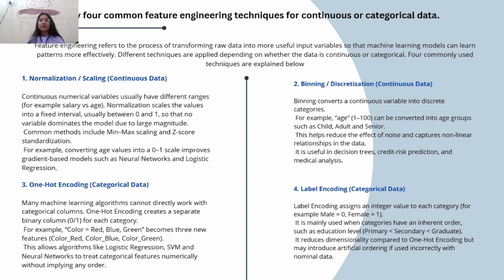Last one is label encoding. Label encoding assigns numbers to categories. Example: male 0 and female 1. So assigning an integer value to each category is the concept of label encoding. It is mainly used when categories have an inherent order, such as education level: primary, secondary, and graduate. It reduces dimensionality compared to one hot encoding, but may introduce artificial ordering if used incorrectly with nominal data.